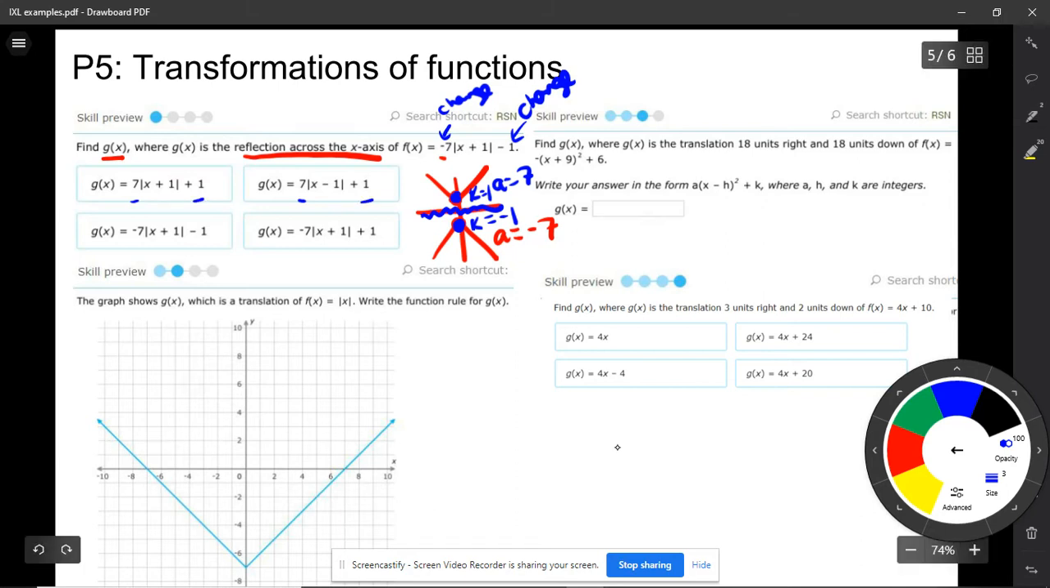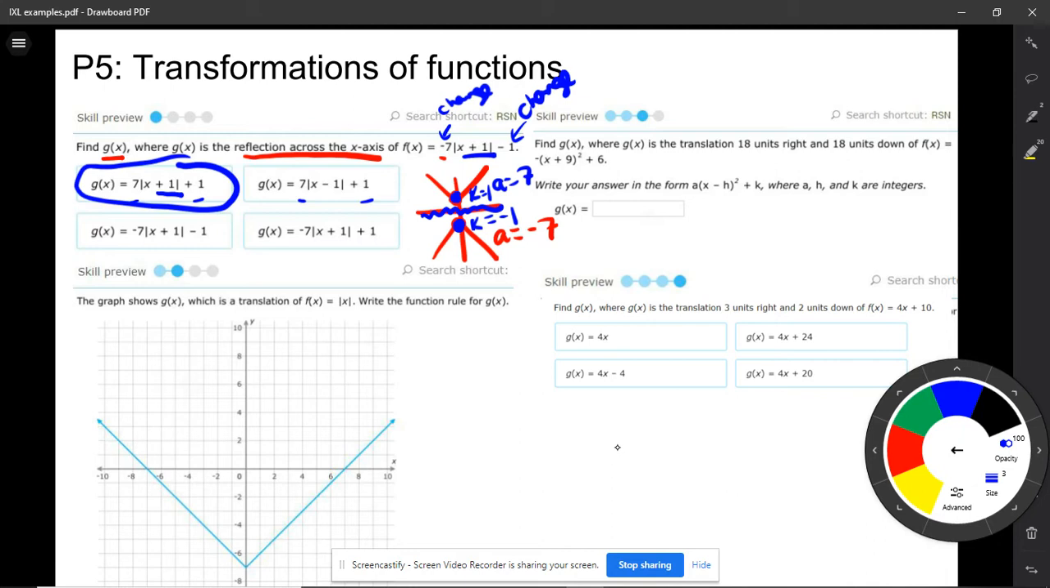Now keep in mind, this did not shift left or right when we reflected on the x-axis. So my inside does not change. There's no change inside. So it has to be the first one. That is how you do it when you're given multiple choice questions.